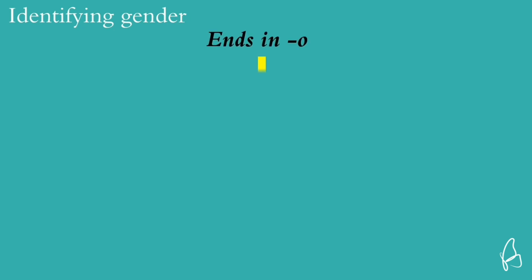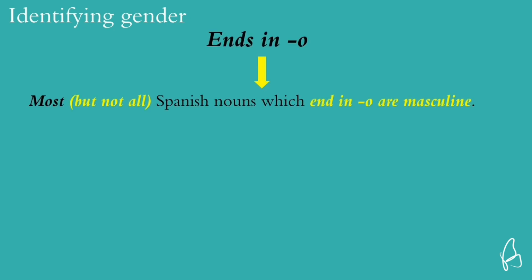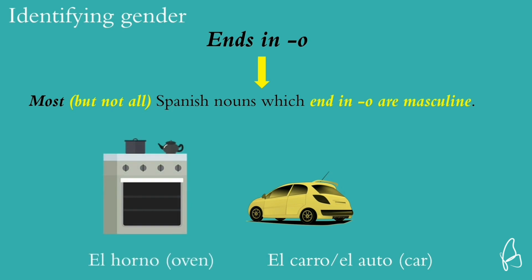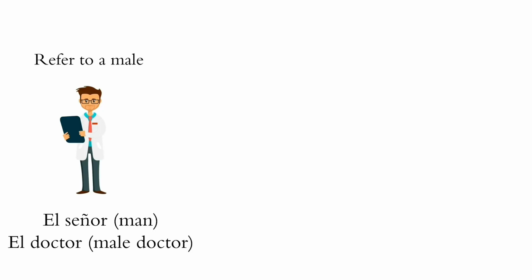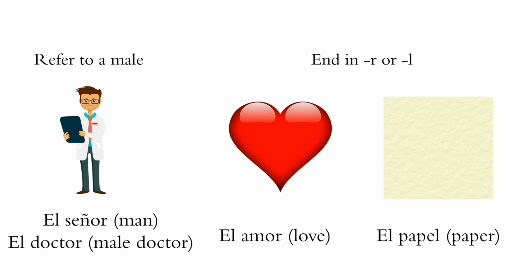So first, most but not all Spanish nouns which end in O are masculine. For example, el carro or el auto, which means car, and el horno, which means oven. And most nouns that refer to a male are masculine. So some examples are el señor, man, and el doctor, male doctor. Next, most nouns that end in R or L are masculine. So, for example, el amor, love, and el papel, paper.